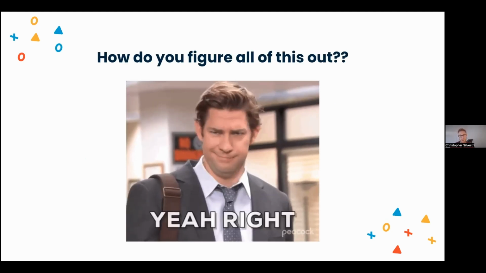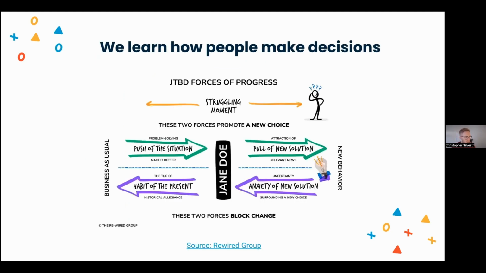How do you figure all of this out? We learn how people make decisions. A great framework that I would recommend you learn, which is super interesting to me just because it's probably the best and easiest way to understand why you make decisions, even in your personal life, is from the Rewire Group, specifically by Bob Moesta, one of the co-founders and creators of the Jobs to be Done framework. If you want to learn more, I recommend the book Demand-Side Sales 101, which is great for understanding how to use this stuff.